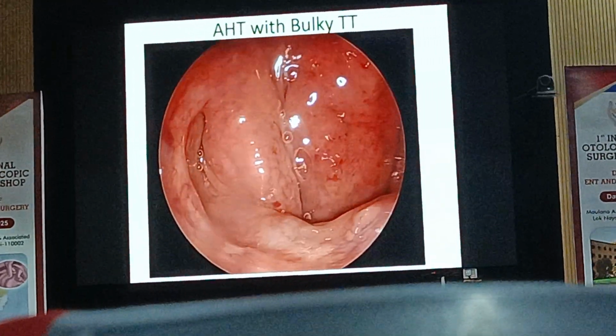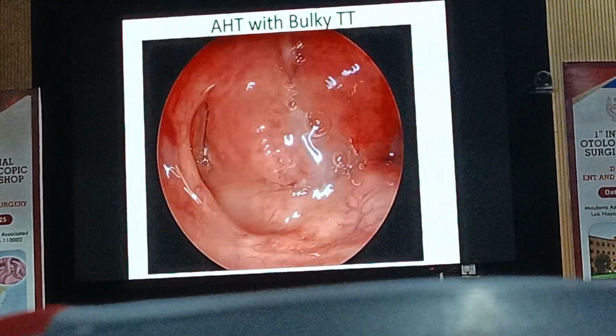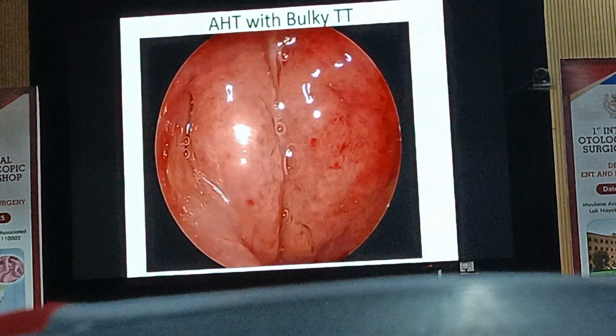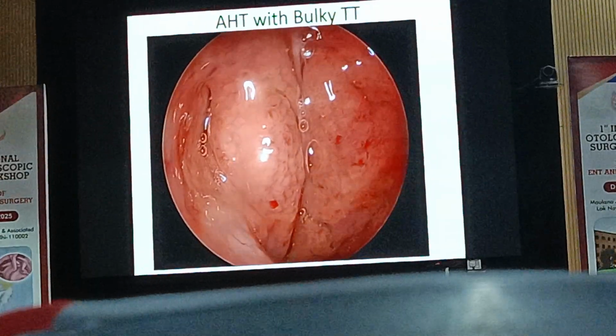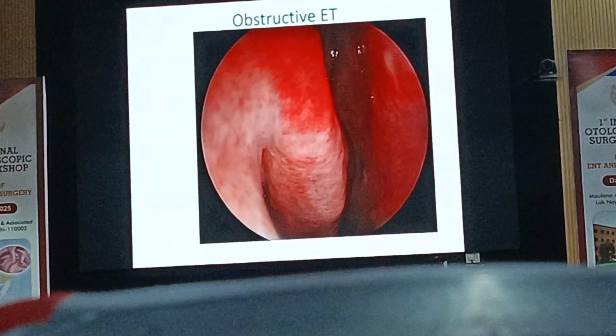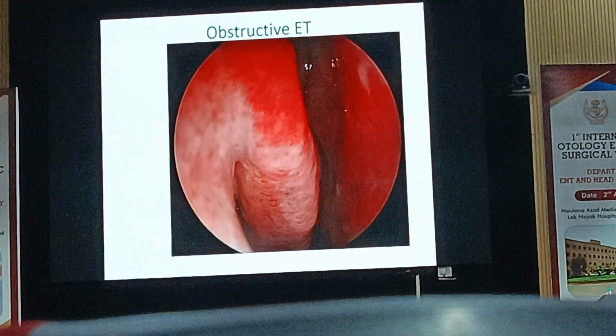Okay. So this patient had a hypertrophy of the torus that went on into the ostia. Did you fix the adenoid also? Yes, I will come.